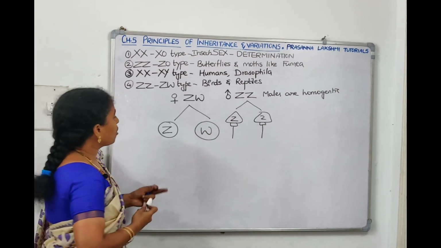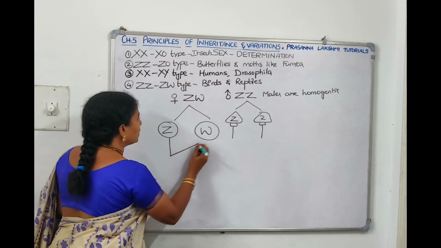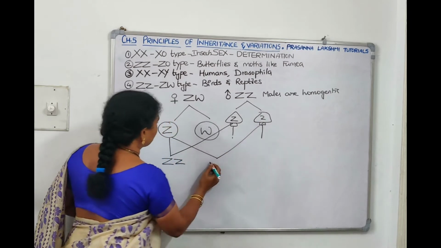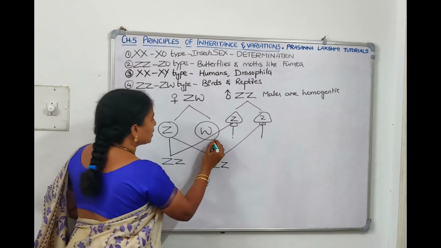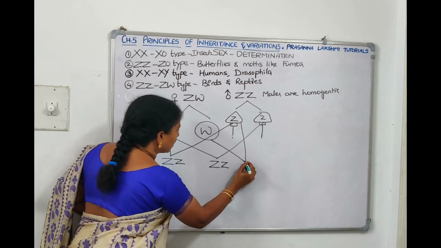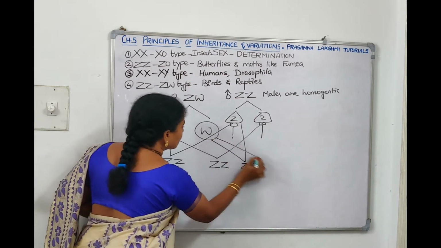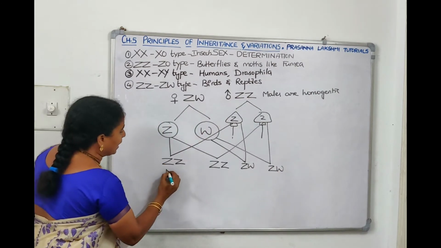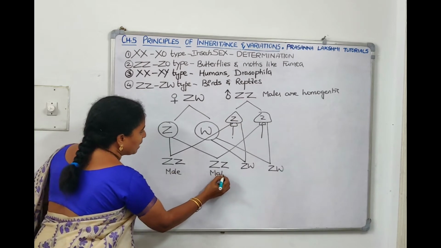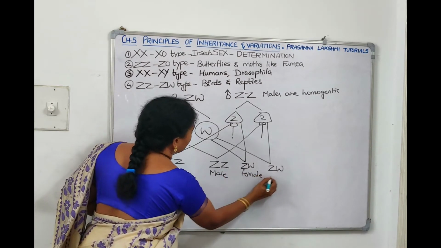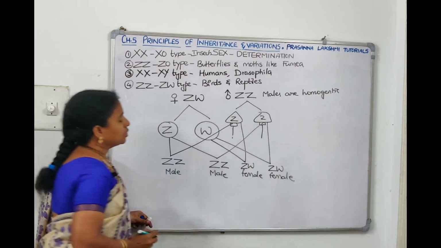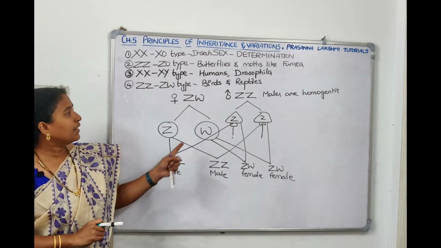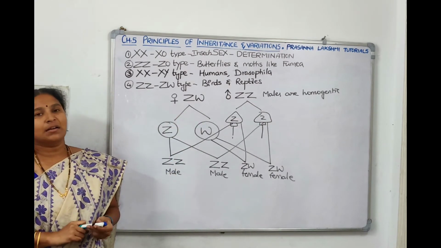Now if we see the combination, if this egg fuses with this sperm, it will be ZZ. If this egg fuses with this sperm, then also ZZ. If this egg with this sperm, ZW. If this egg with this sperm, ZW. ZZ is male. ZW is female. So the appearance of W is deciding the sex here. If two Z's are there, then it is male. If Z and W are there, it is female.